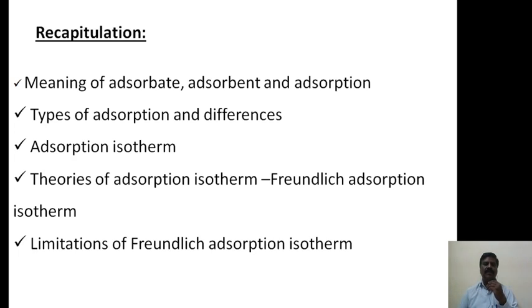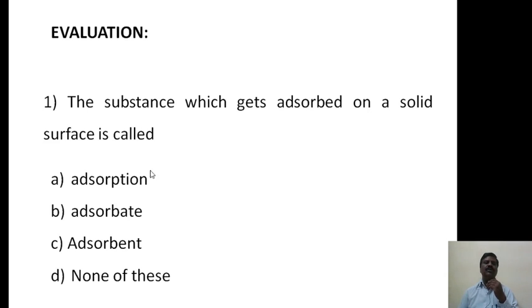Please answer them. The first question: the substance which gets adsorbed on a solid surface is called: A, adsorption; B, adsorbate; C, adsorbent; D, none of these. Choose the correct answer. I will give just 10 seconds.